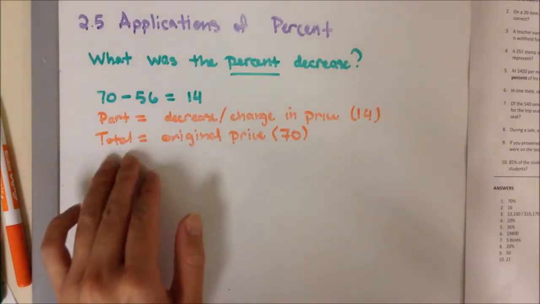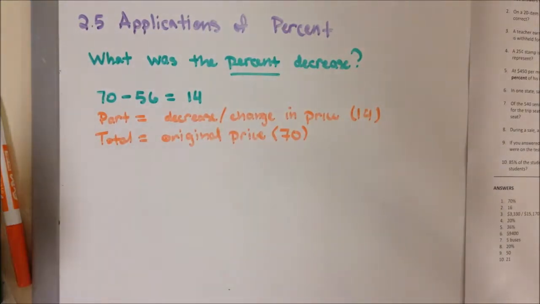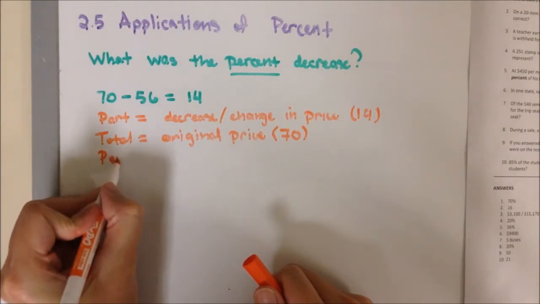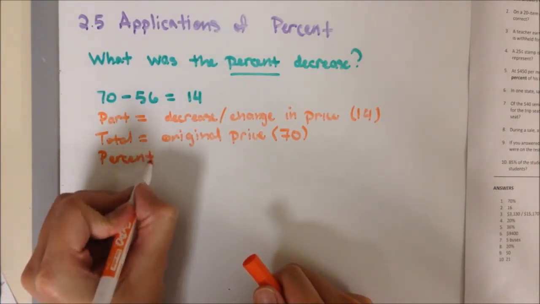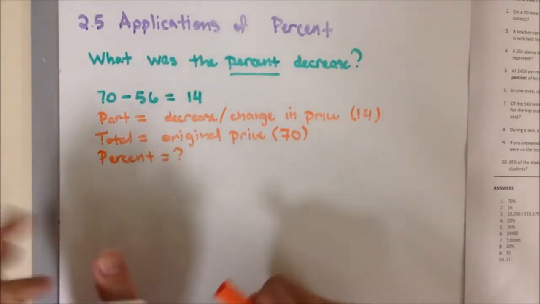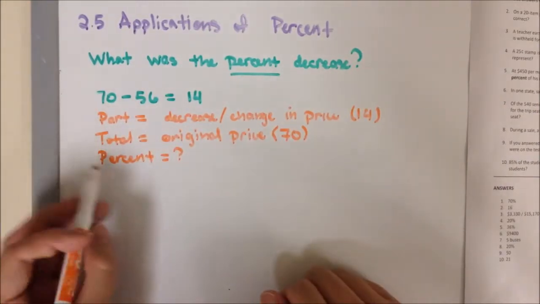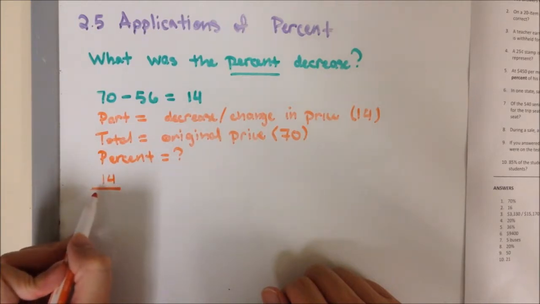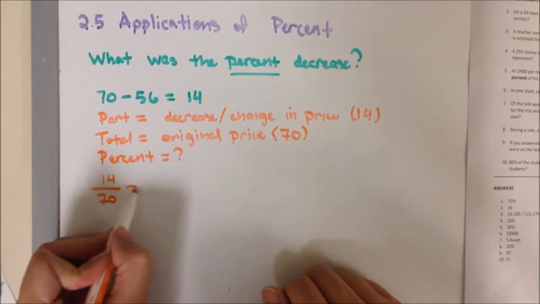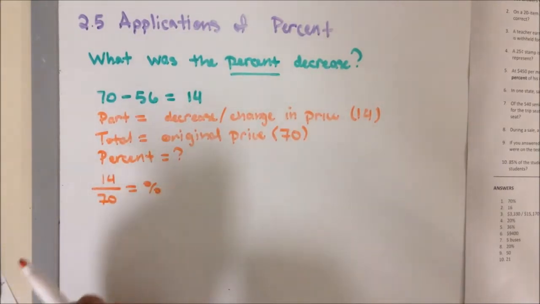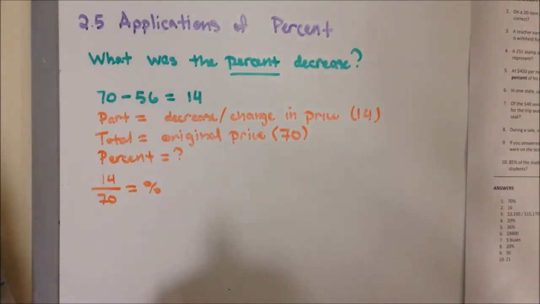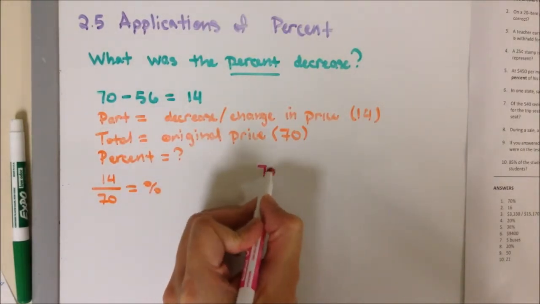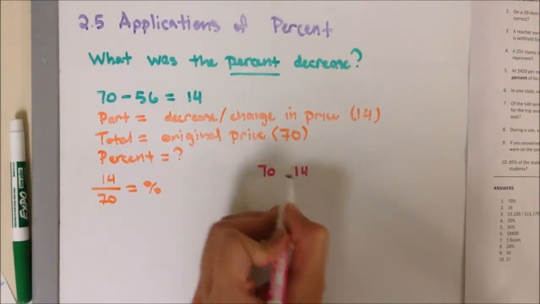So the total is the original price, which is 70. And it's asking what is the percent, which we don't know. So basically we're using the same formula, part, so 14 over our total, which is 70, equal to percent, which we don't know. So now we're going to set up our long division. Our denominator will go on the outside. Our numerator will go on the inside.